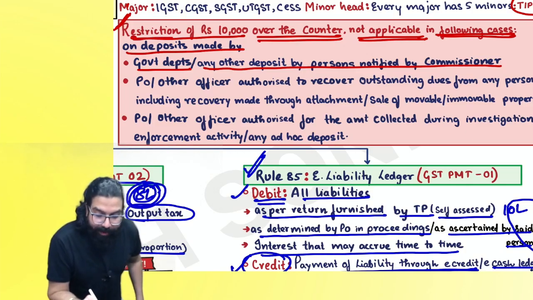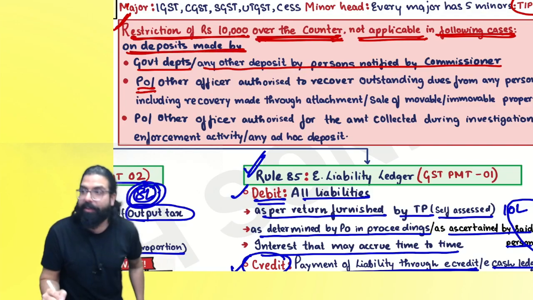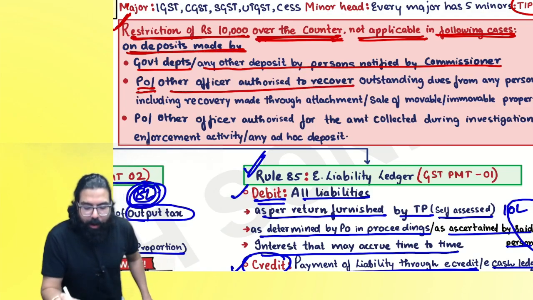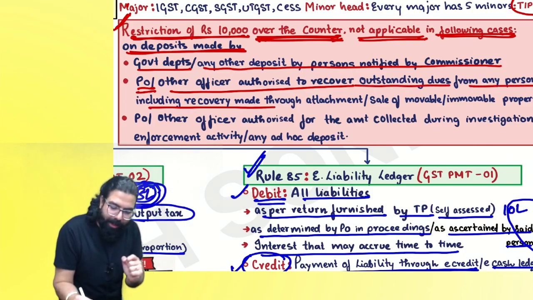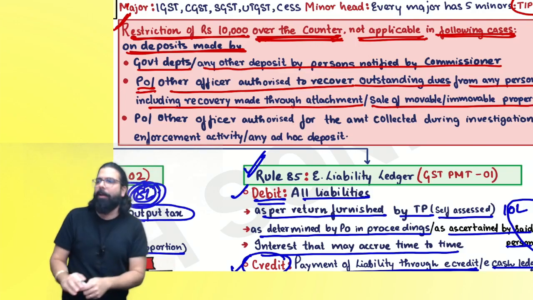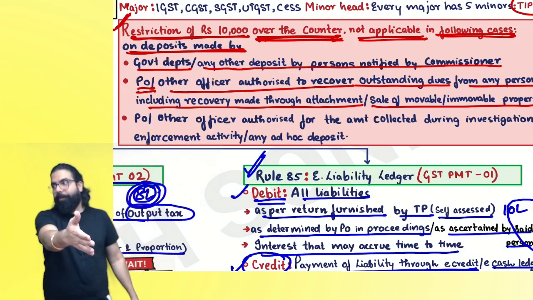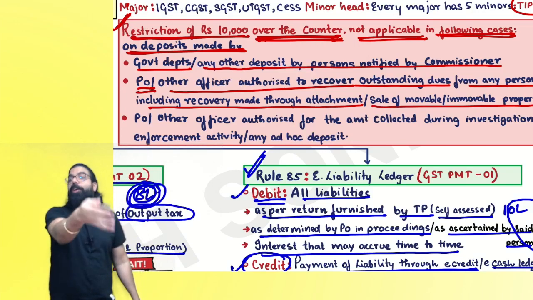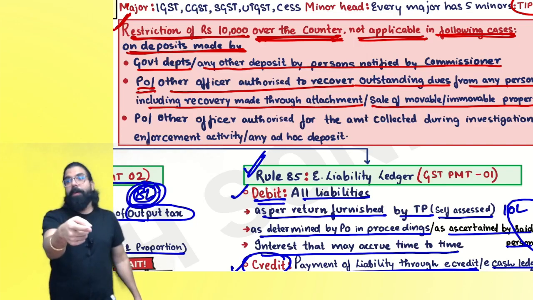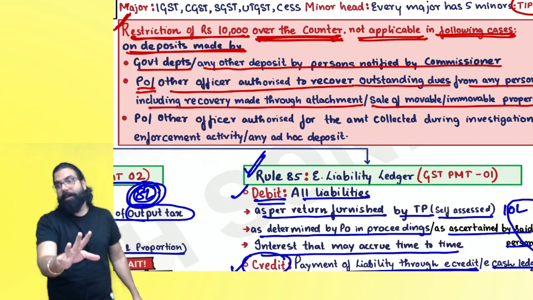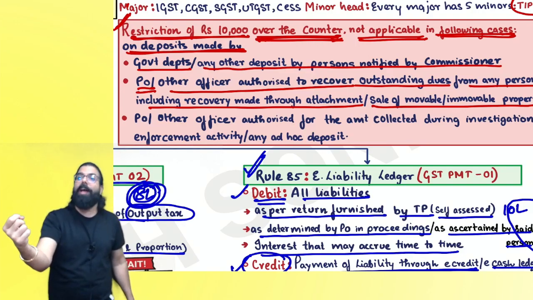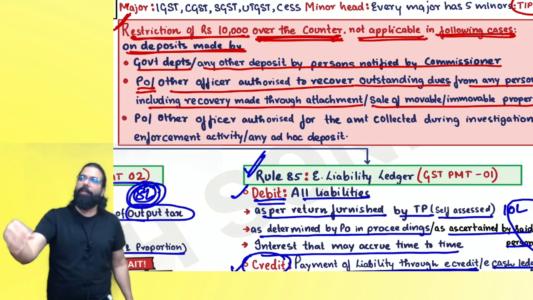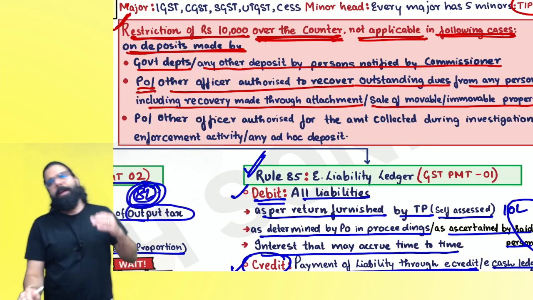Then, the restriction of 10,000 over the counter is not applicable on deposits which are made by a proper officer or any other officer who has been authorized to recover outstanding dues from a person, including recovery made through attachment and sale of movable and immovable property. For example, Ramesh over here did not pay his taxes. The officer came and did the recovery by selling his properties. Now for that recovery, if the officer got cash, can he deposit more than 10,000? Yes, more than 10,000 can be deposited.